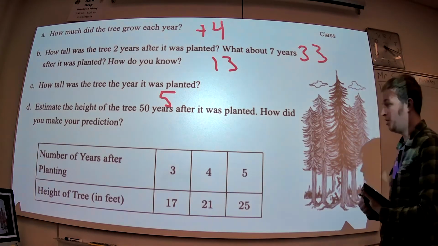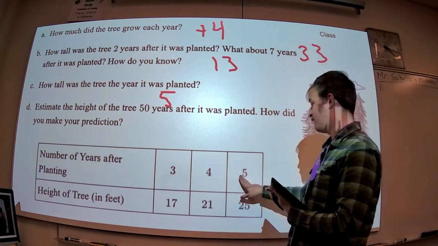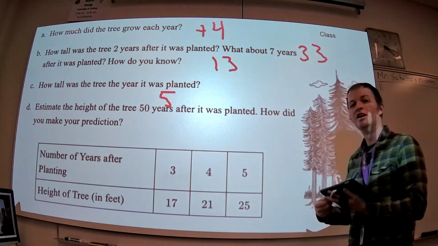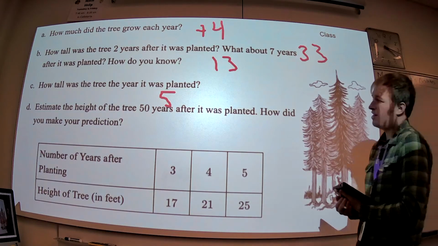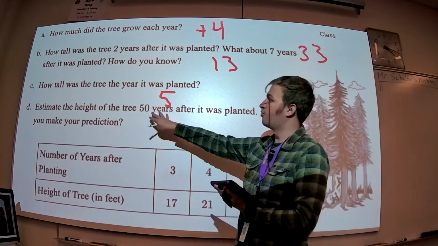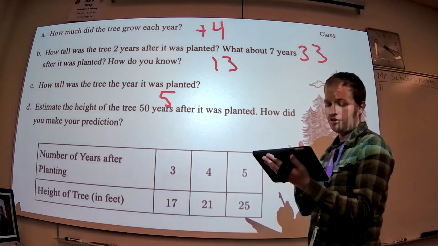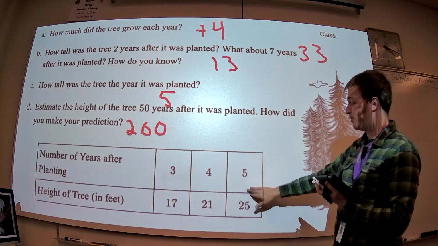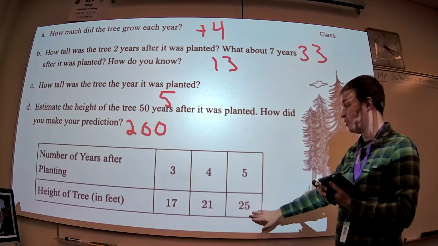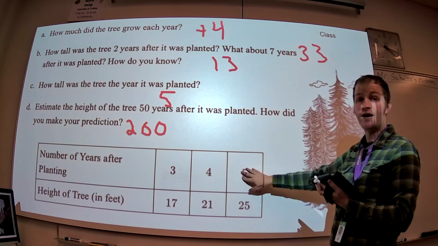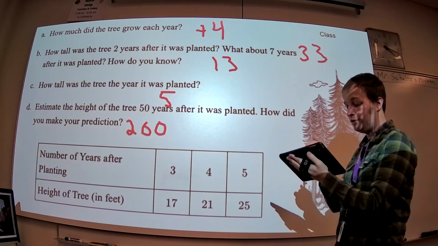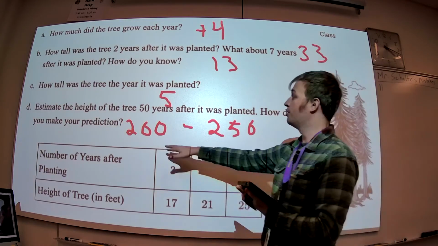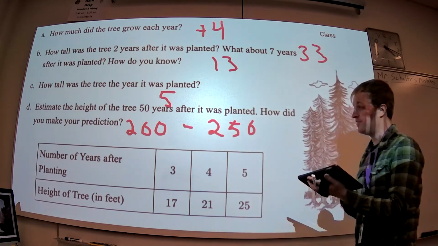Maybe you could say, well, each of these is just growing by 4, so maybe I just take 50 and multiply it by 4. A bunch of different approaches here that you might try. Let's try that, 50 times 4, because we know it's growing 4 feet each year. Let's just say we know it's probably somewhere between 200, and then if we took 25 and pushed this up by a factor of 10 to go from 5 years to 50 years, we'd be at 250. So we're going to estimate that this tree is somewhere between 200 and 250 feet tall.